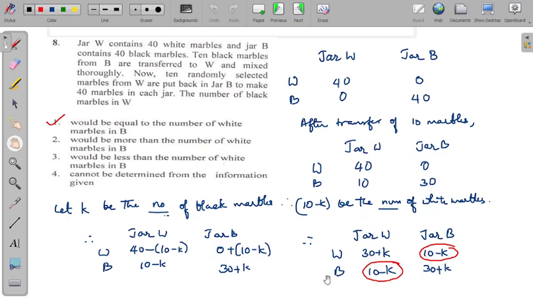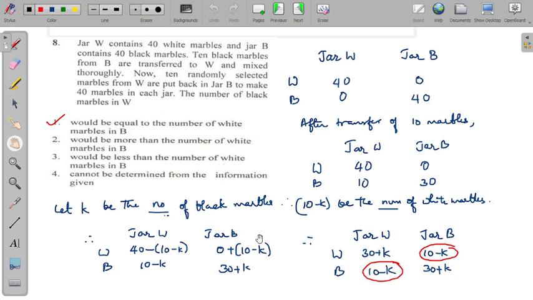So let K be the number of black marbles chosen. From these 10 black marbles, K marbles will go. The remaining will be white marbles, 10 minus K. So these will be transferred to jar B, giving 30 plus K black marbles there. So K is the number of black marbles, and 10 minus K is the number of white marbles to be transferred.